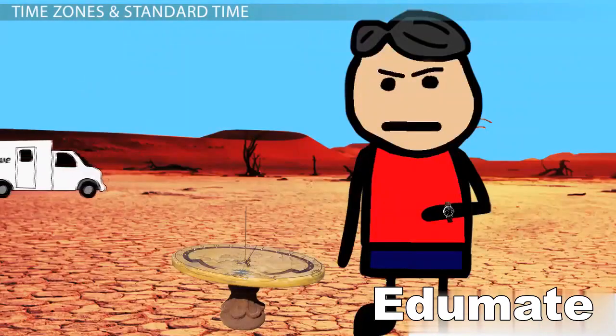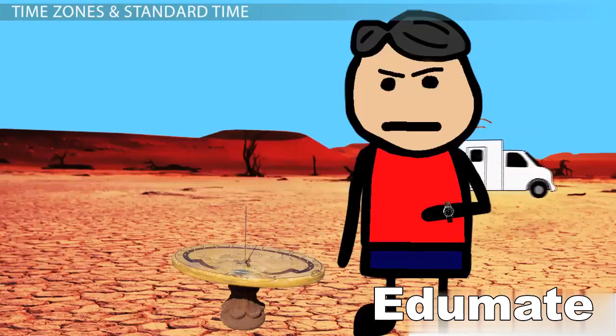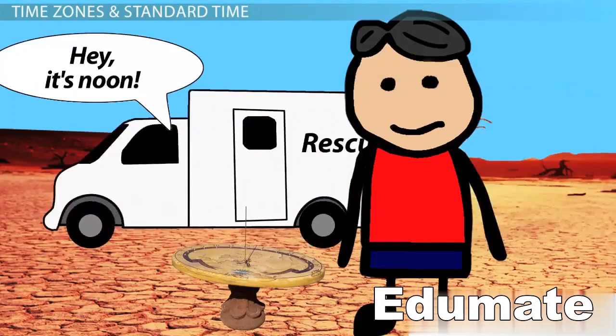Overall, if your rescuers are in your time zone and using a watch, you can easily synchronize your rescue without having to adjust your watches or having to worry that your sundials are reading noon at different times based on small changes in longitude.